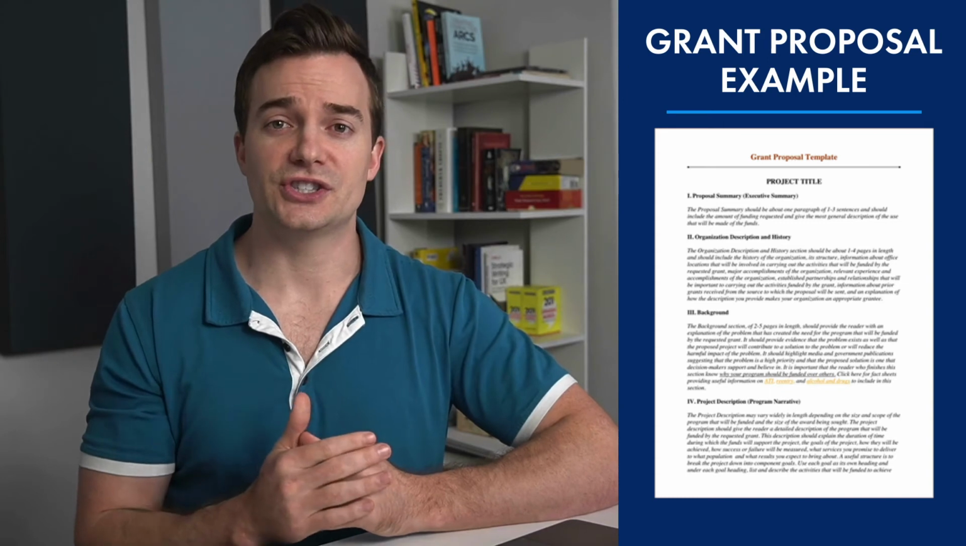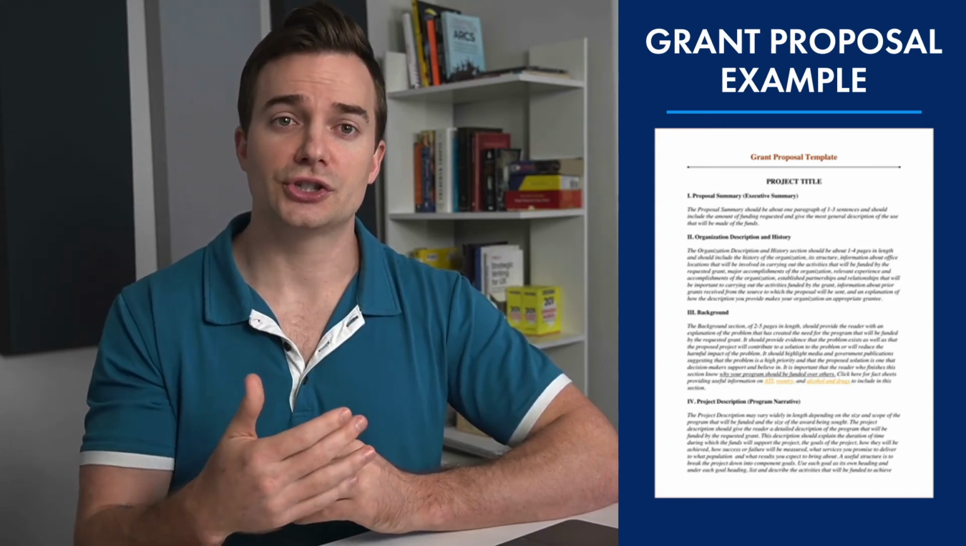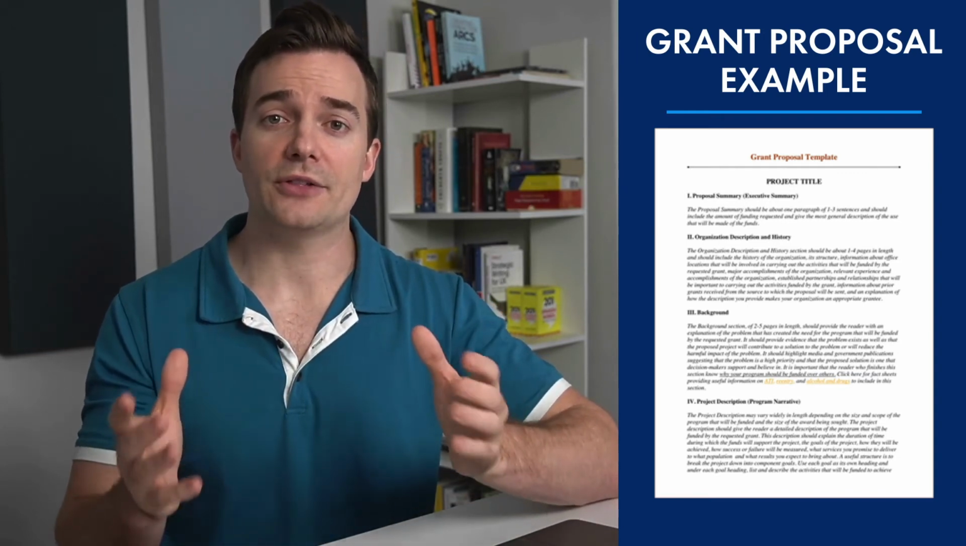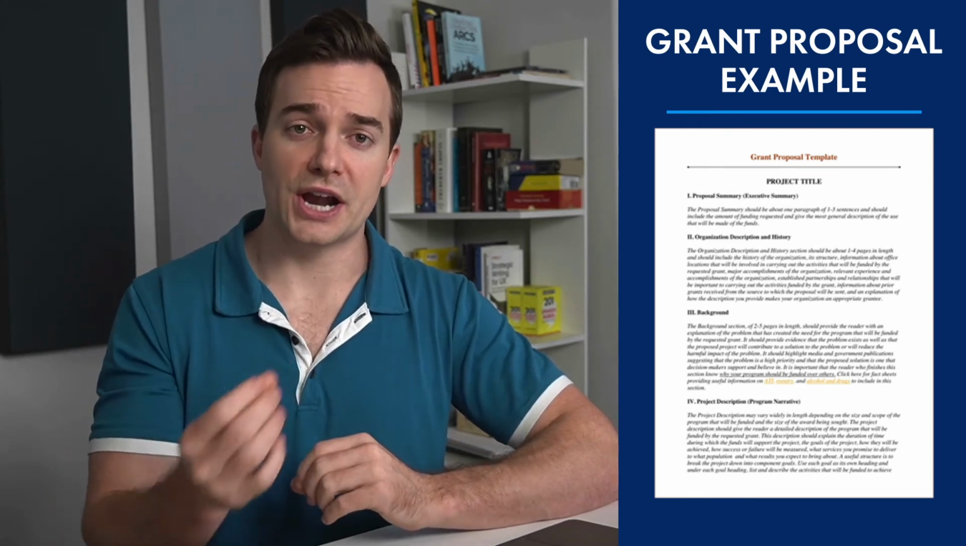The first section is a summary, or as I explained, the abstract. Then comes the introduction, shown as an organization description and history. And after that, you can see the background that is practically a literature review. Then comes a project description or narrative. And if you're wondering where the cover letter is, it's usually the title page.